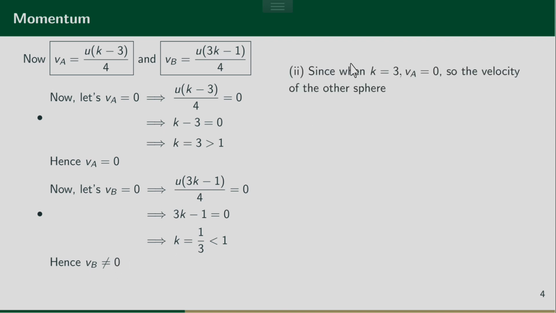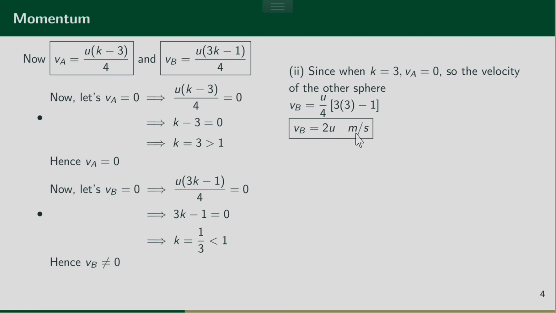Now, the next part of the question was that let us find now this velocity of the other object in terms of u only. We have had the value of k as 3, and we know that VA is 0. So the velocity of the other sphere will be the velocity VB. So I just come here and I replace k with 3. So I'll be left with 3 into 3 minus 1. And 3 times 3 gives us 9, minus 1 gives 8. 4 goes into 8 2 times. And the velocity of B will be 2u meters per second.